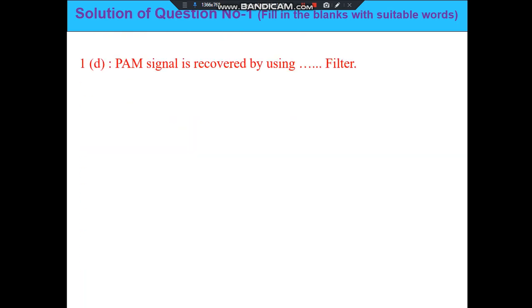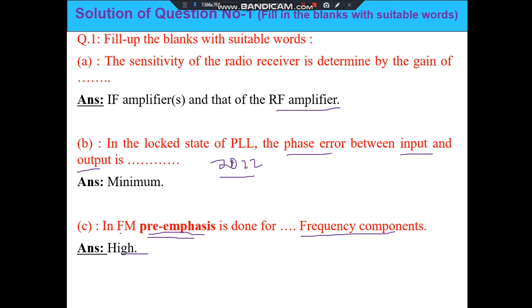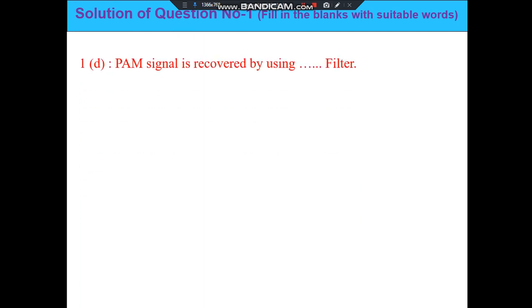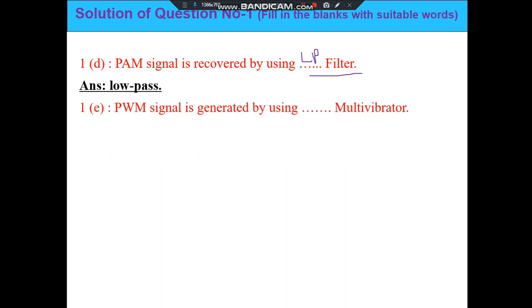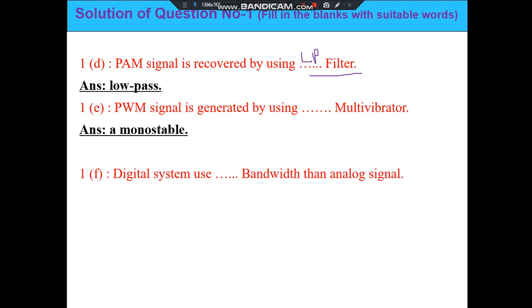Next question is pulse amplitude modulation signal is recovered by using dash filter. It is a low pass filter. Using the low pass filter, the pulse amplitude signal is recovered. Next, PWM signal is generated by using a monostable multivibrator. So the answer is monostable. Digital systems use higher bandwidth than analog systems.